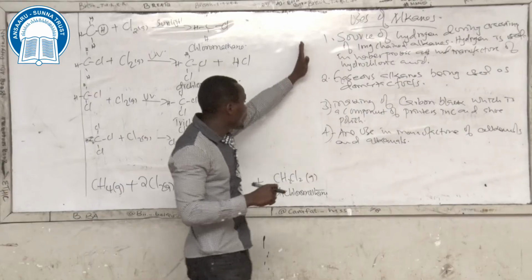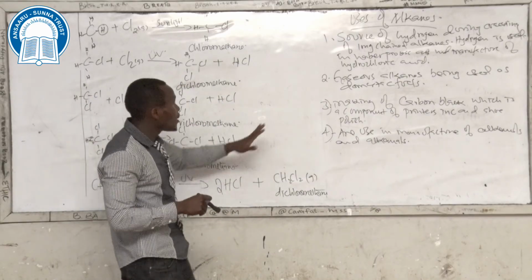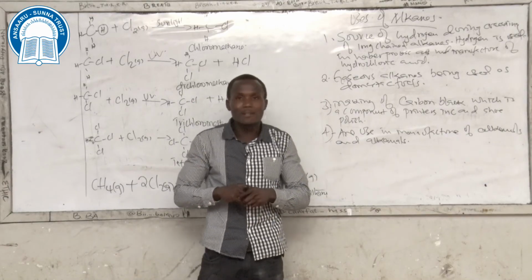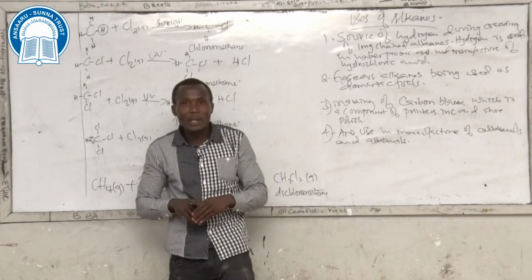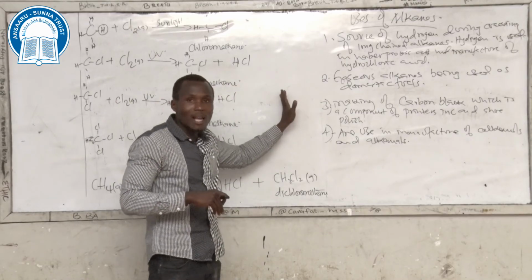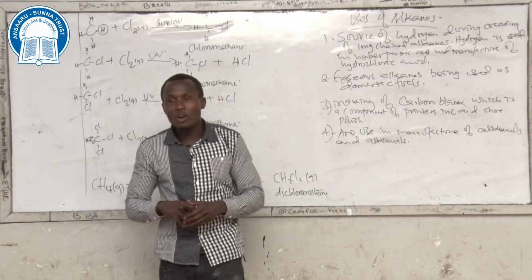So this gives us some of the uses of alkanes, and that brings us to the end of the subtopic under alkanes. And now the next topic we are going to start is on alkenes. That's under the hydrocarbons, organic 2. That topic will be on alkenes.